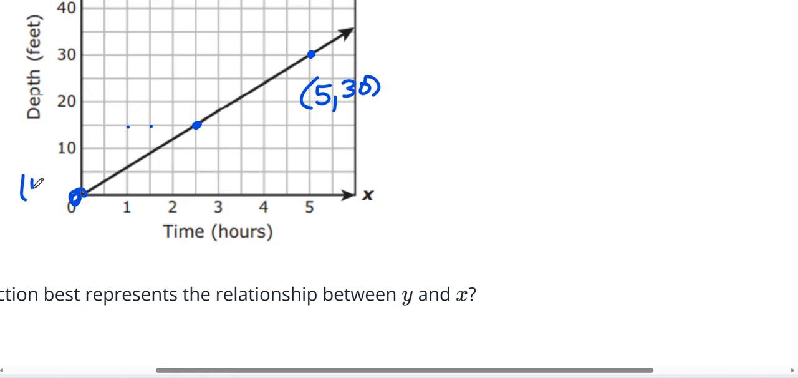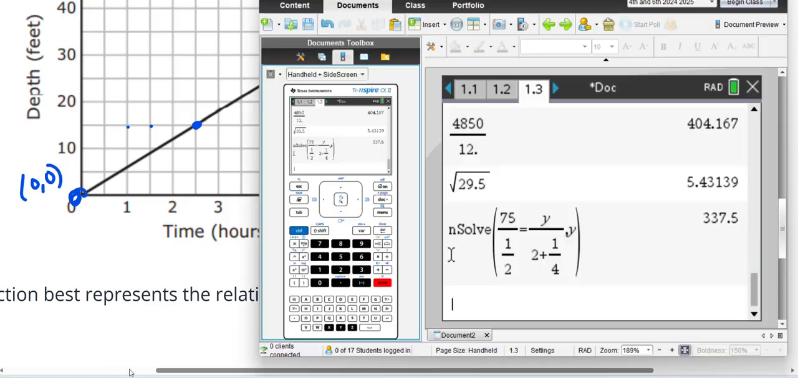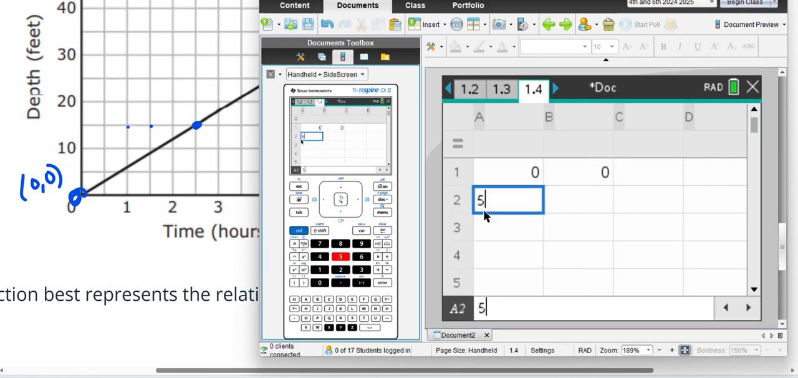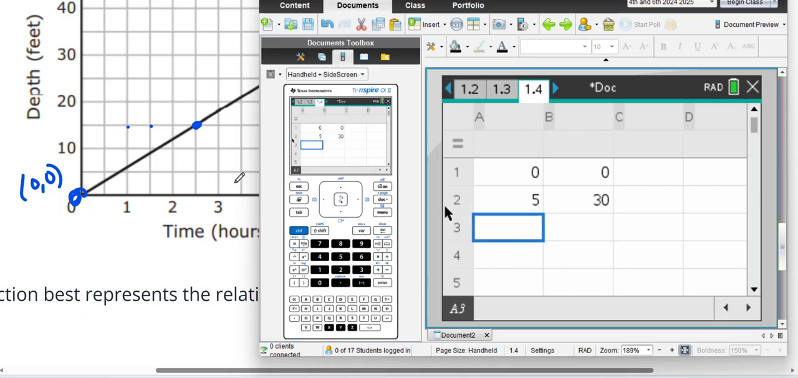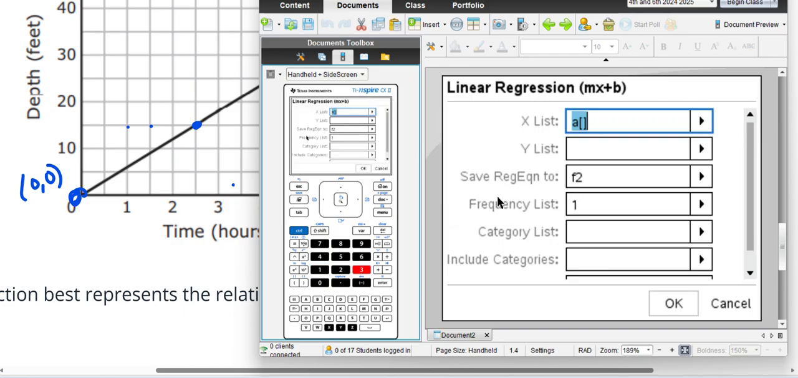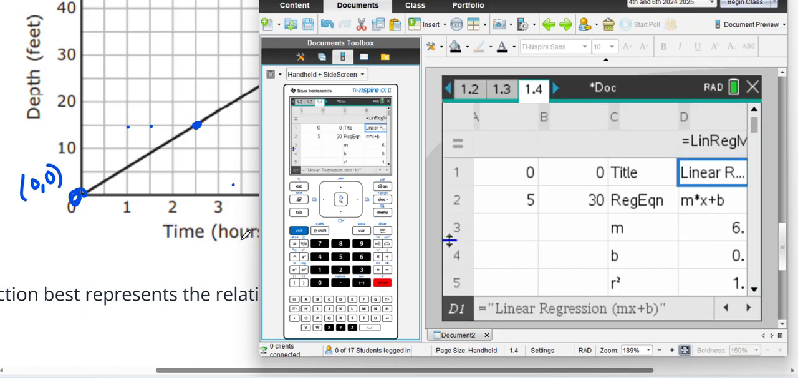and 0, 0. So I'm going to use those two coordinates and go to lists and spreadsheets, menu 4 and 3. Enter the 0, 0, and I believe 5 and 30. Come back over here, double check 5 and 30. I'll go to menu, 4, 1, 3. Add this part here, enter, enter, and 6, 0. So m is 6, b is 0.